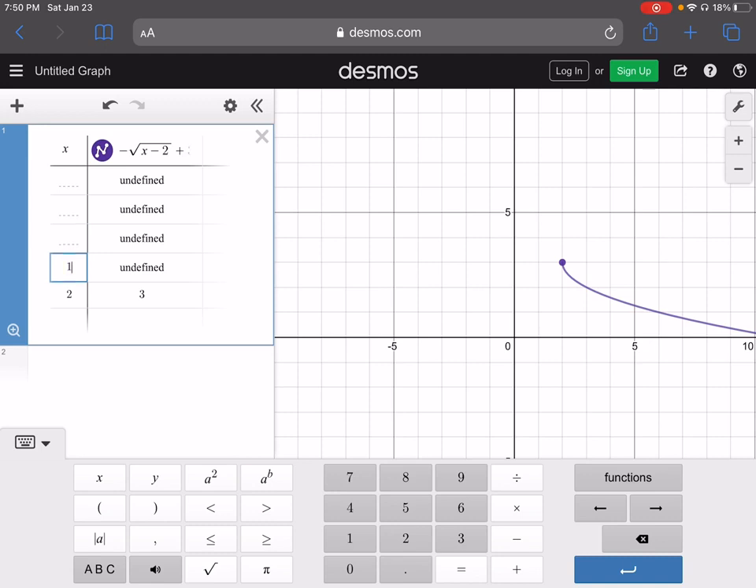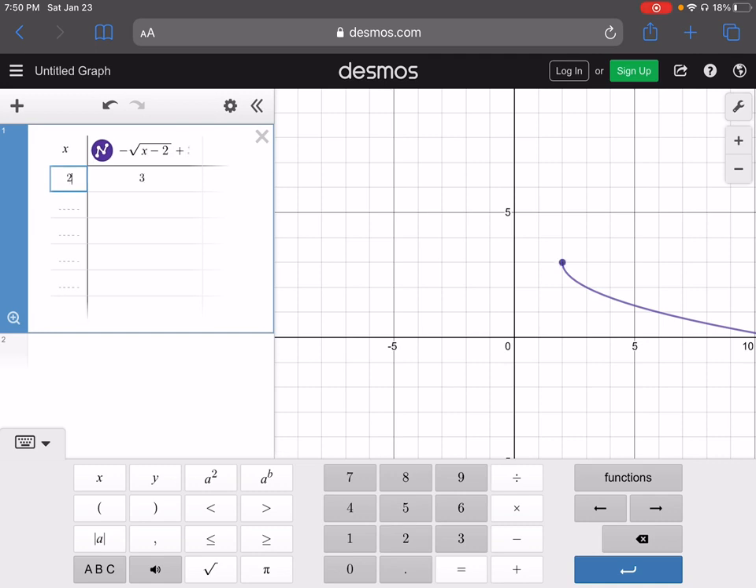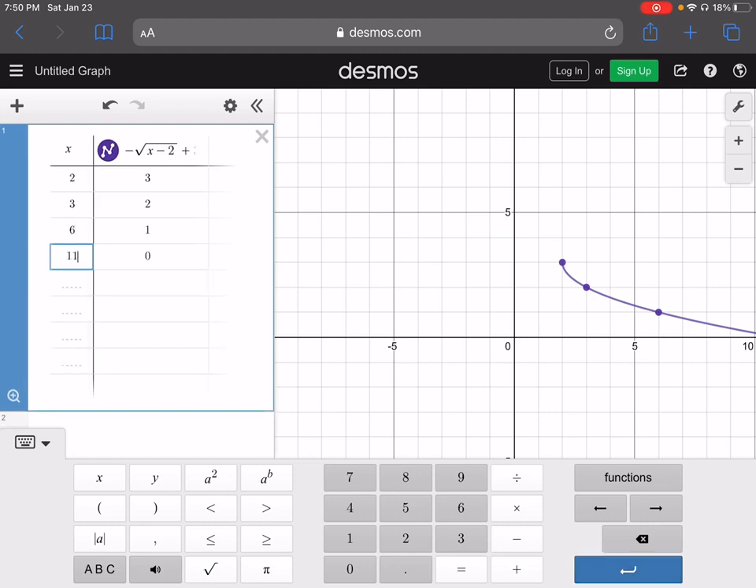And once again, I've already played around, so I kind of know what I should see for my 4 points. There's 2, 3, and then 3, 2, and then 6, 1, and then 11, 0. So let me quickly write that down. It's 2, 3, 3, 2, 6, 1, 11, 0. So this time it's going down, and that's because of the negative. The y values are decreasing this time, but that's simply because we have that negative in front of our square root.